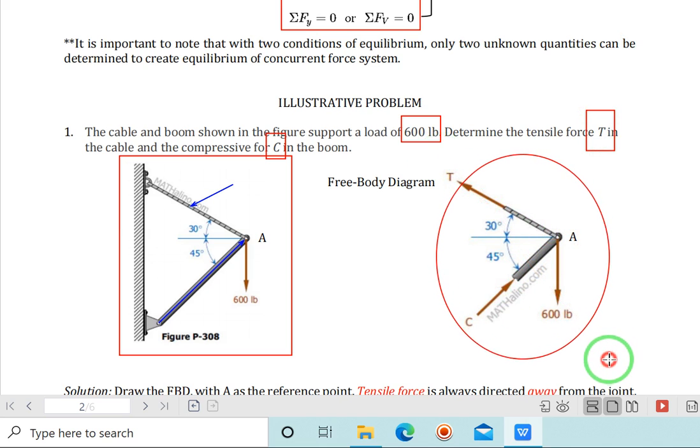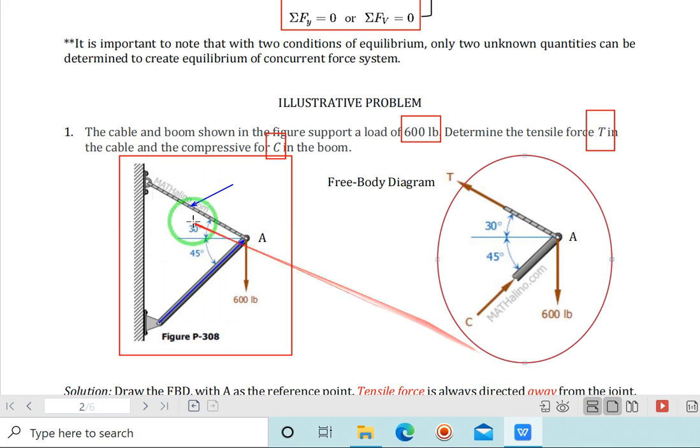Look at the diagram. A compressive force is directed towards the joint. Where is your joint? This is joint A. Tension or tensile force is always acting away from the joint. So this one is tension, pulling away, and this one is compression, pushing toward the joint.